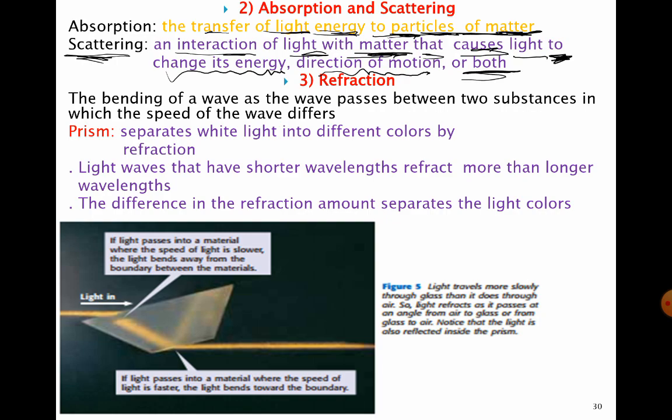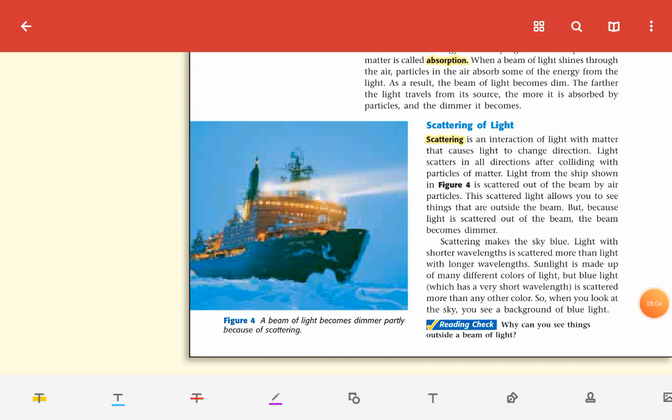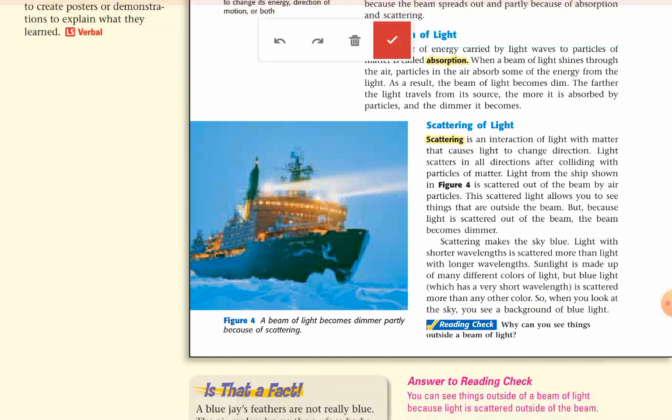For example guys, here in figure 4, page 646, I can see a flashlight of a ship. This flashlight becomes dimmer because of scattering. Scattered between what and what guys? Between light and particles of air. So the light becomes dimmer.